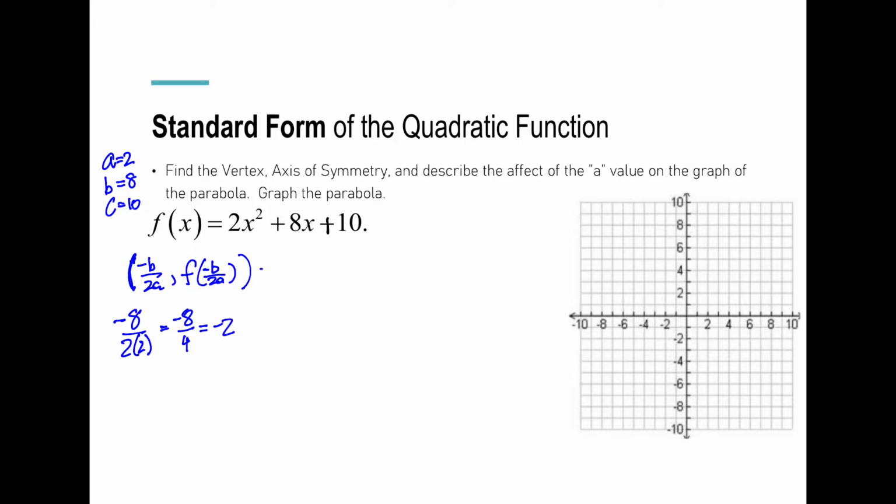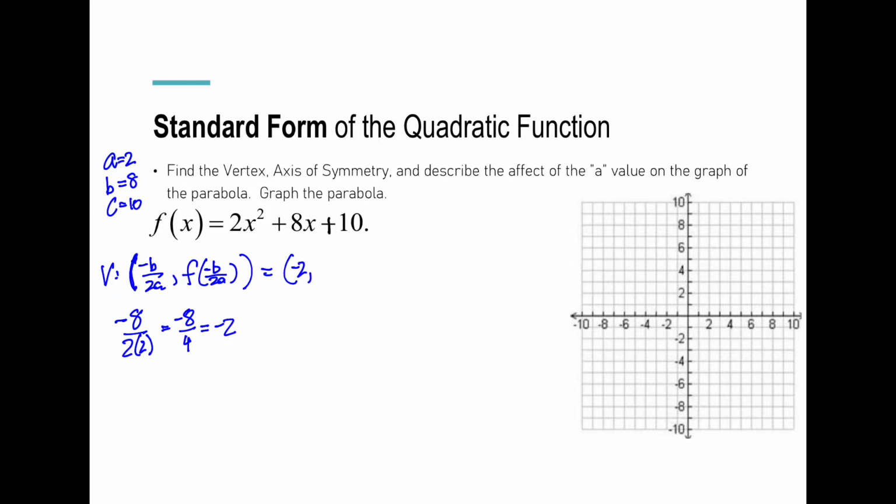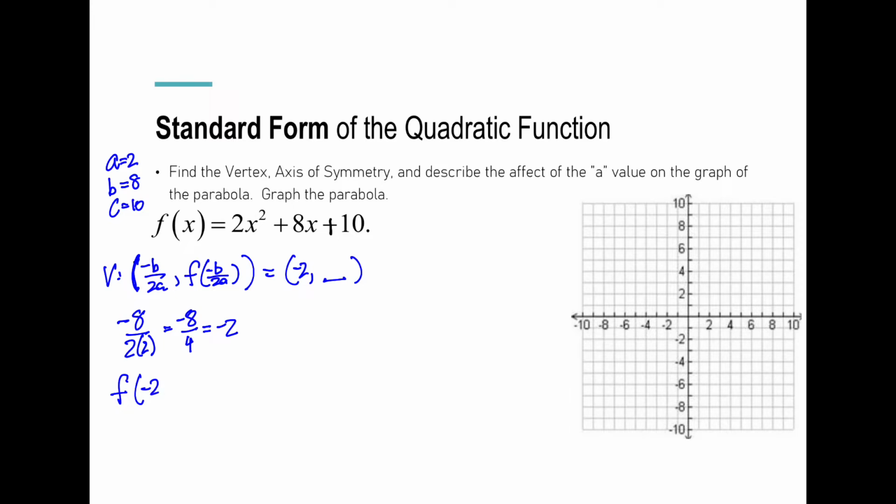So for the vertex, which I'm looking to find here, we know that negative 2 is the x value, h, and now we need to find its corresponding k. So we find the f of negative 2. So 2 times negative 2 squared plus 8 times negative 2, and then plus 10.